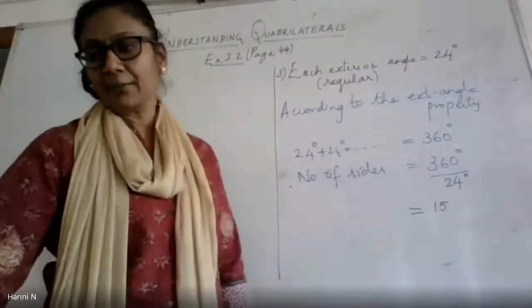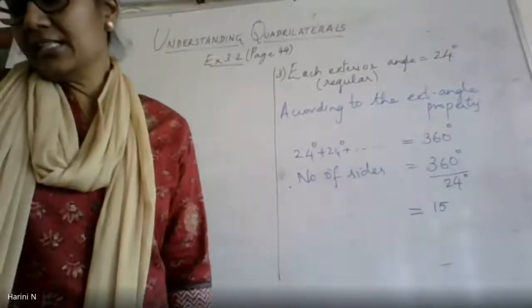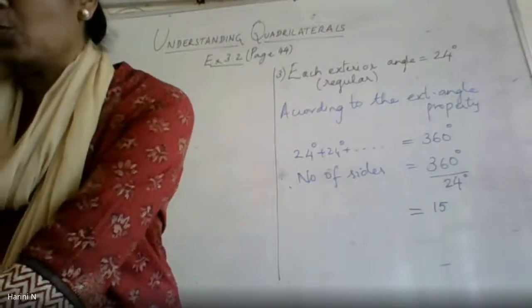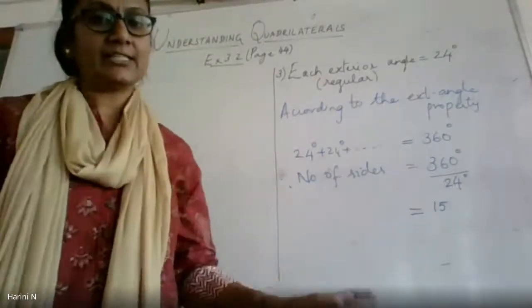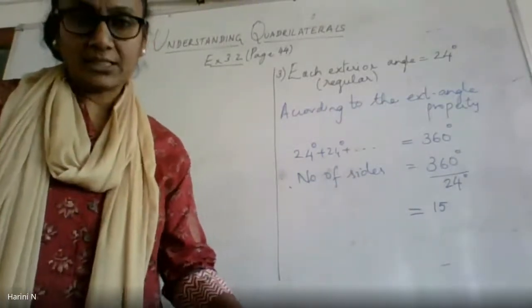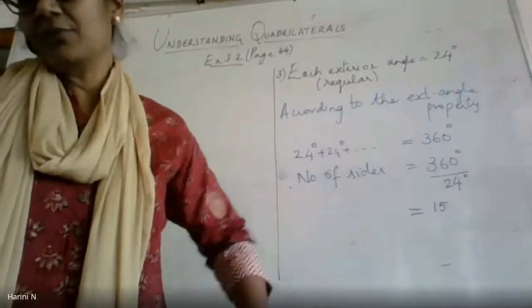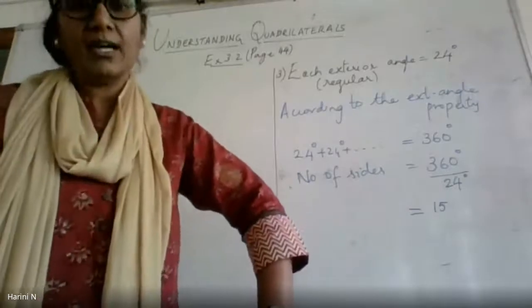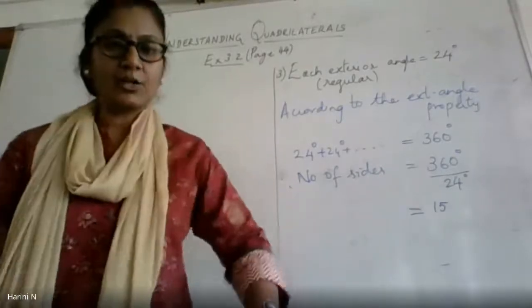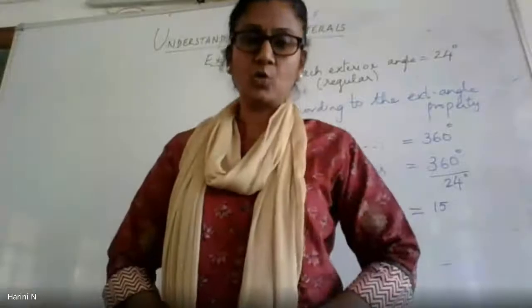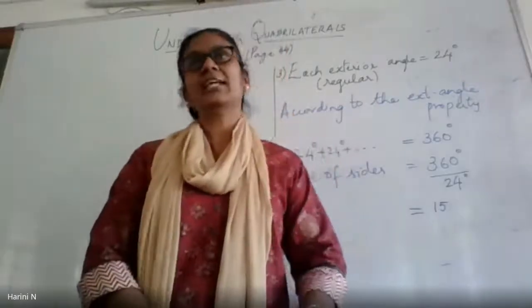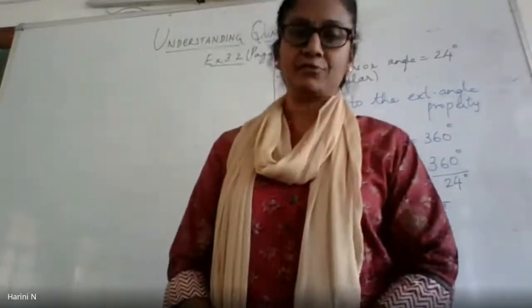So here I am given that the interior angle of a regular polygon is equal to 165 degrees. That means all its interior angles are going to be 165 degrees each. Now, if 165 degrees is the interior angle, can you find out what will be the exterior angle for this regular polygon? Each exterior angle will be equal to 180 minus 165. How much is that? Ma'am, 15. 15 degrees. So each exterior angle is going to become 15 degrees.